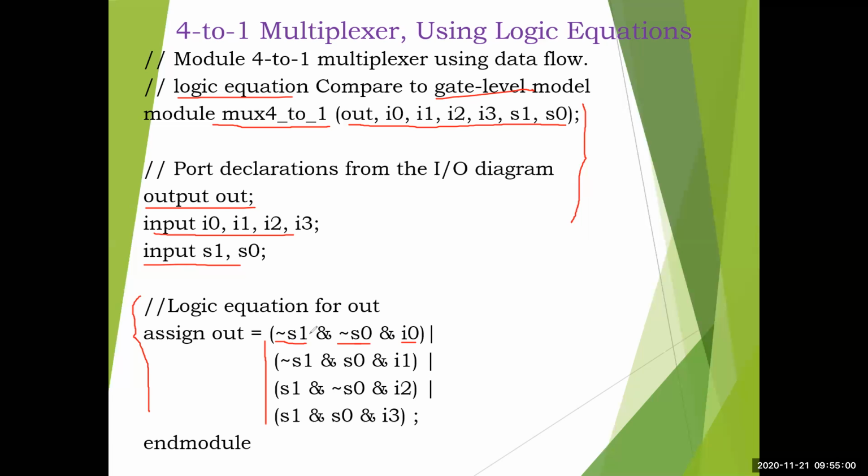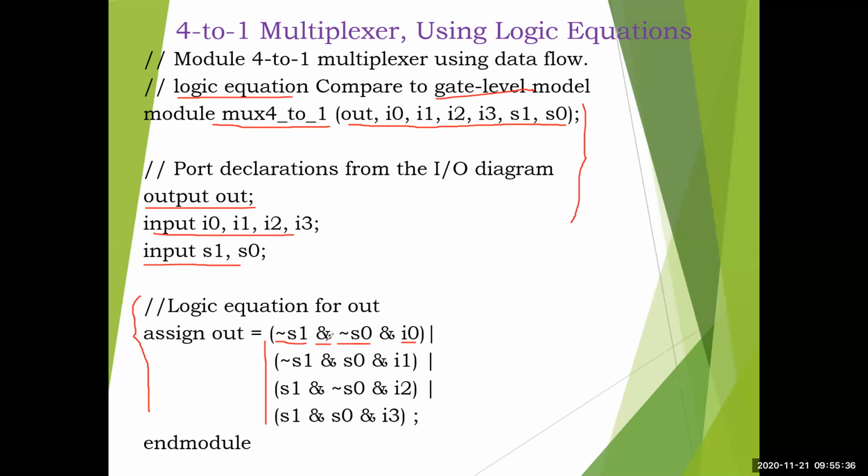Here unary has the highest precedence. That's why brackets are not put. In case you can put one more bracket also for not of S1 and not of S0, no issues. Brackets will have the highest precedence. But here, with respect to and, the not will have the highest precedence because it is unary. Not of S1 and not of S0 and I0. Single and is used, meaning what? Bitwise and. There are three operands, so it is not a reduction and.